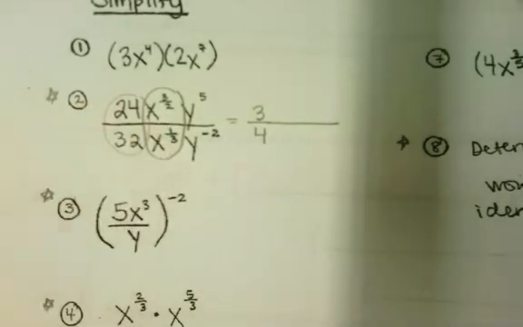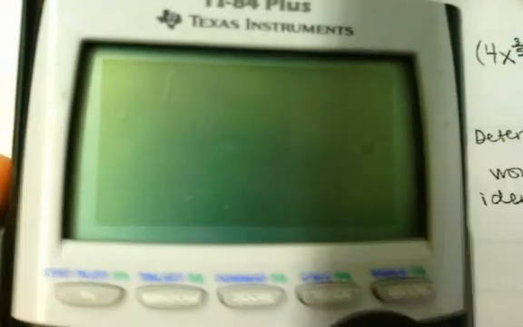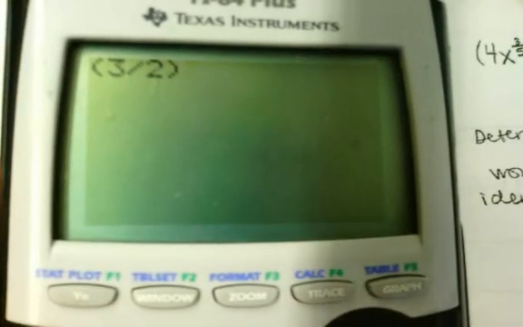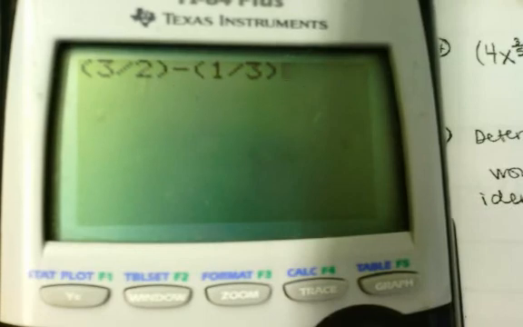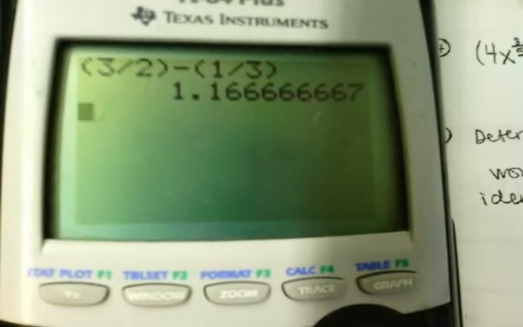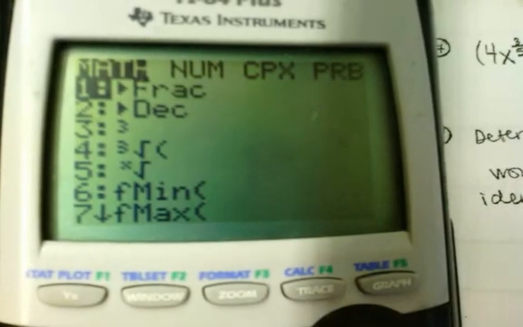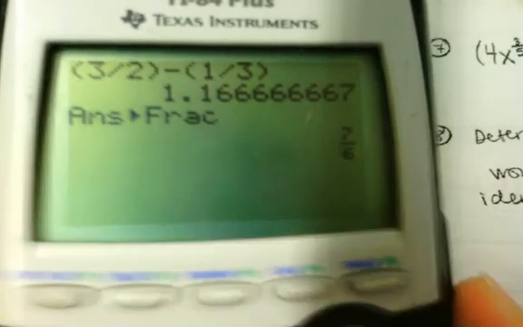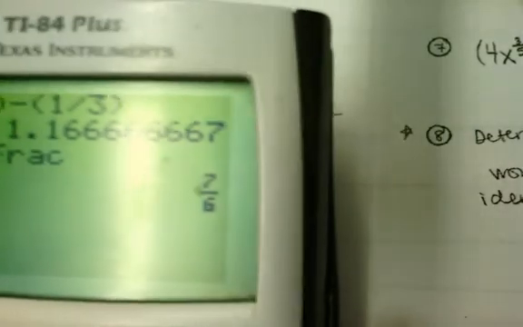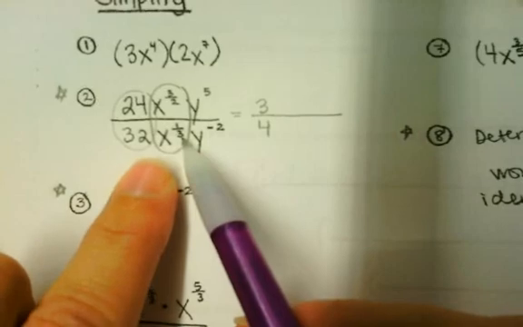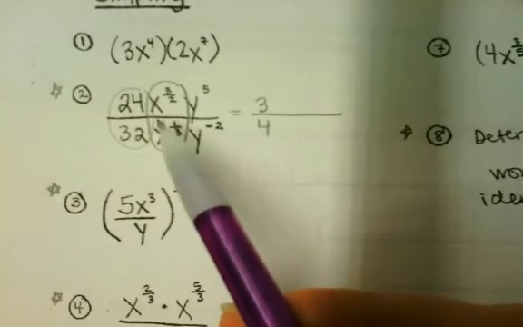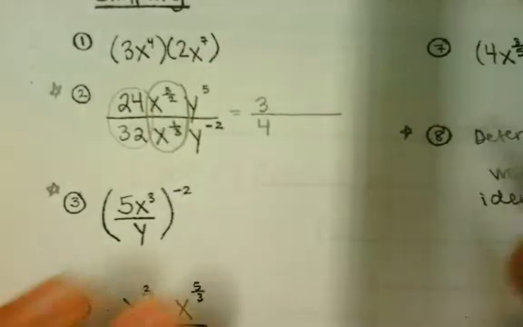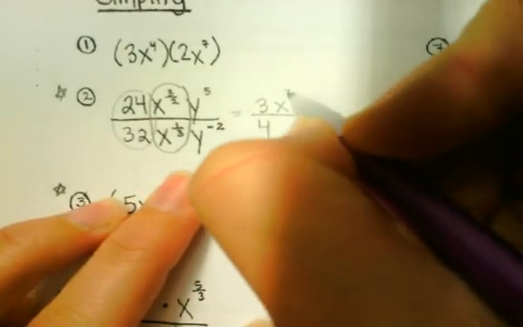So 3/2 minus 1/3, and I'm going to do parentheses 3/2 minus parentheses 1/3. It's going to give me a decimal, which I obviously don't want. Hit your math button, your fraction option, and that'll turn that right into 7/6. So that's just going to become x to the 7/6. Whatever's left when you do that always goes on the numerator. So x to the 7/6.